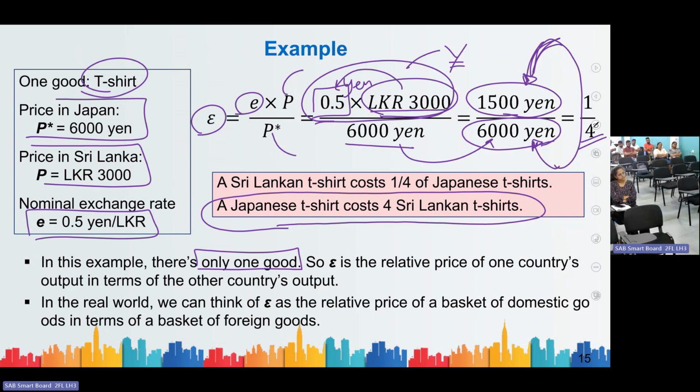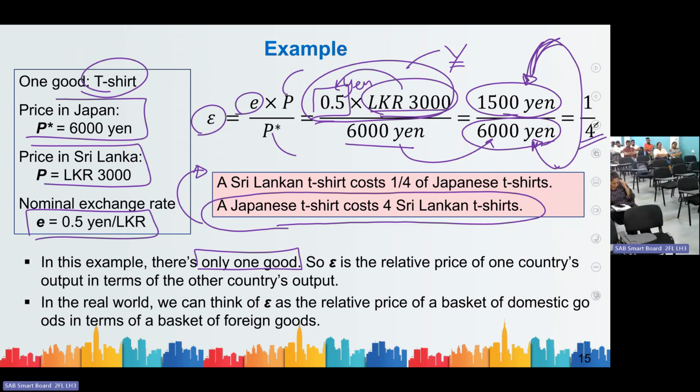And we can say the same thing the other way around. A Sri Lankan t-shirt costs 1/4 of a Japanese t-shirt. If you spend an equivalent amount of 1,500 yen in Sri Lanka to buy a t-shirt, how many t-shirts can you buy in Japan? Only a quarter of a t-shirt. That is why it says the Sri Lankan t-shirt costs 1/4 of a Japanese t-shirt. This is only about one product, introduced just to explain the concept. The real exchange rate shows the purchasing power of currencies, here the purchasing power of products.